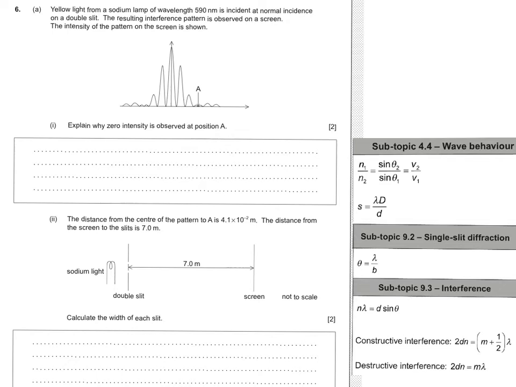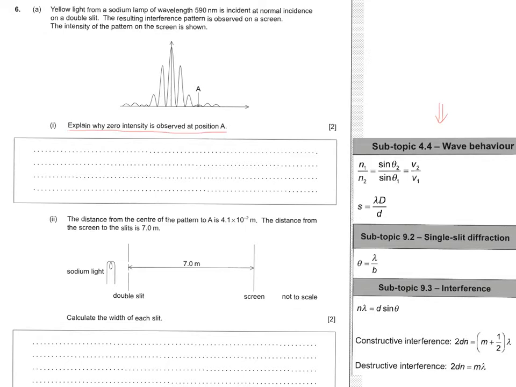Hey guys, so just a quick video going over this last question. I've included over here on the right the formulas, the major ones that we're going to be using for double slit, single slit type things, all right? So the first question says, explain why zero intensity is observed at position A.